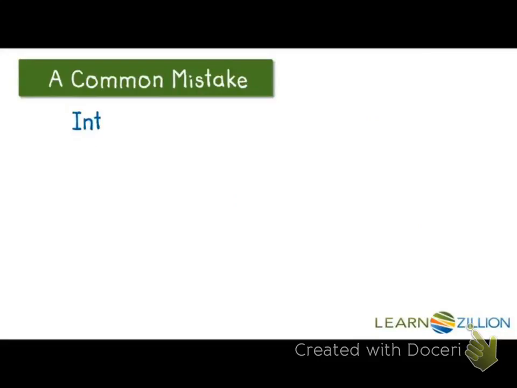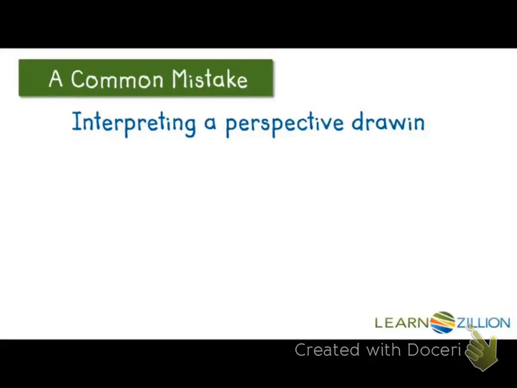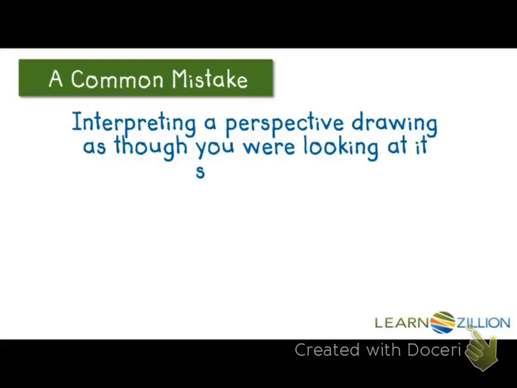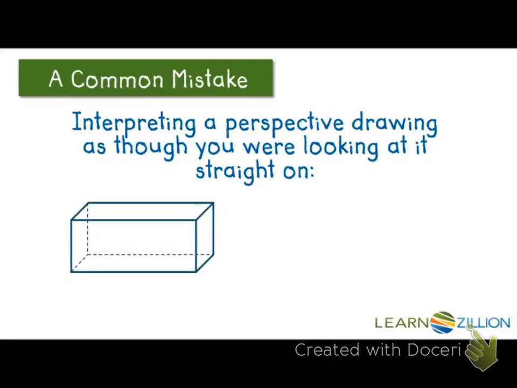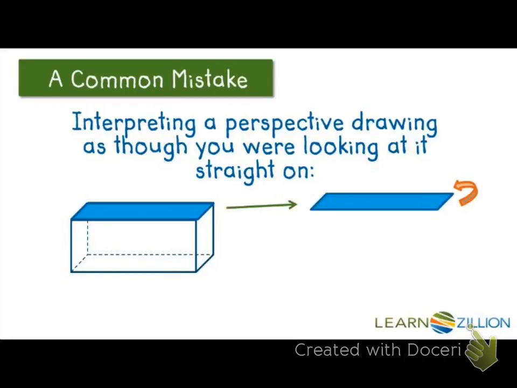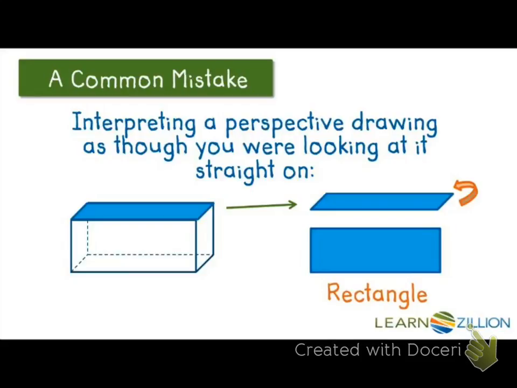A common mistake: interpreting a perspective drawing as though you were looking at it straight on. For example, here is the right rectangular prism again. Focus on the top face. From this perspective, it looks like a parallelogram, doesn't it? But if we stand it up and look at it straight on, we will see that that top face is actually a rectangle.